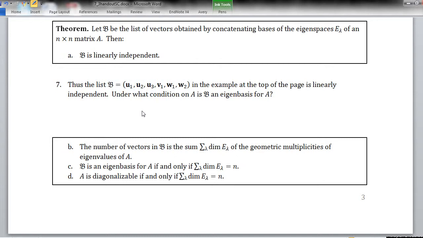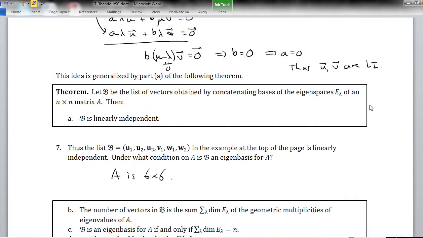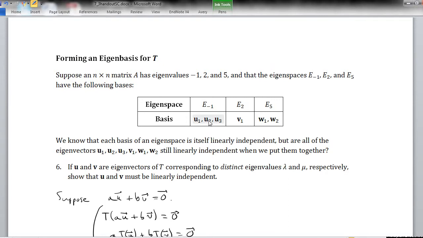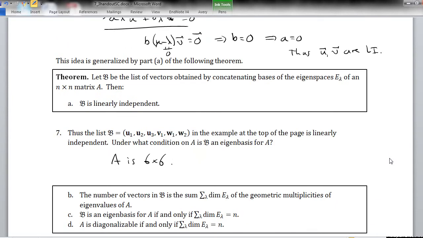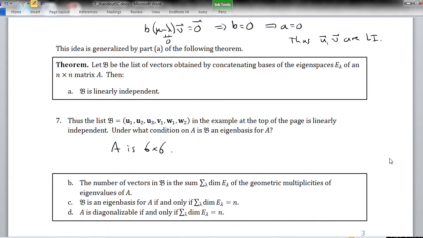So this is an eigenbasis if and only if A is a 6 by 6 matrix. You just need to get enough. Basically, if you add up the geometric multiplicities of these three eigenvalues, remember we had geometric multiplicity of 3, of 1, and of 2. Add them up, you get 6. So you have 6 independent eigenvectors, and if you have a 6 by 6 matrix and you're in R^6, then you have an eigenbasis.